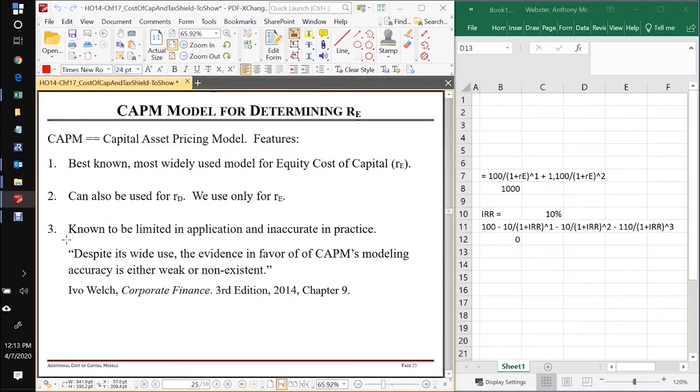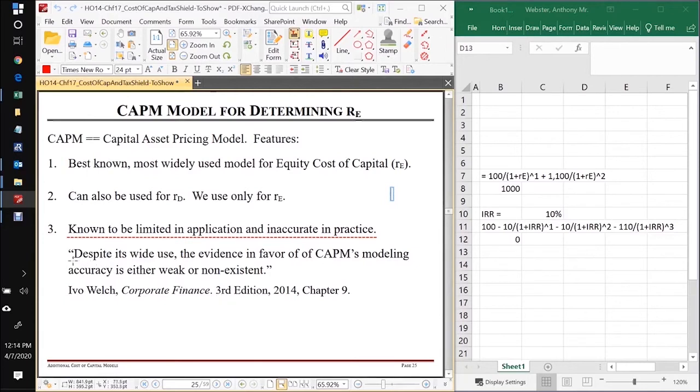Another thing that's very important about this model is that it's known to be limited in its accurate application and generally inaccurate. So here are just a couple of good quotes explaining this. This is from Ivo Welch, who has an awesome corporate finance book. He's from UCLA, and this is an MBA level book, but it's really great.